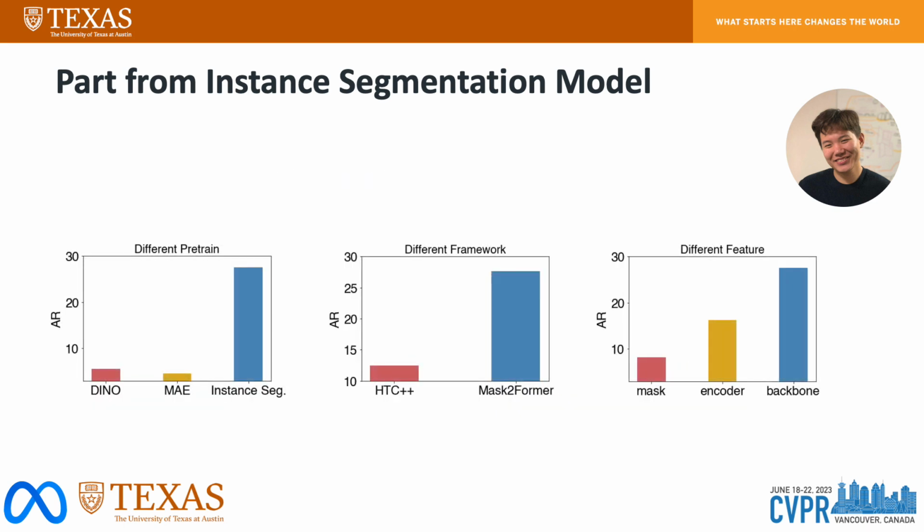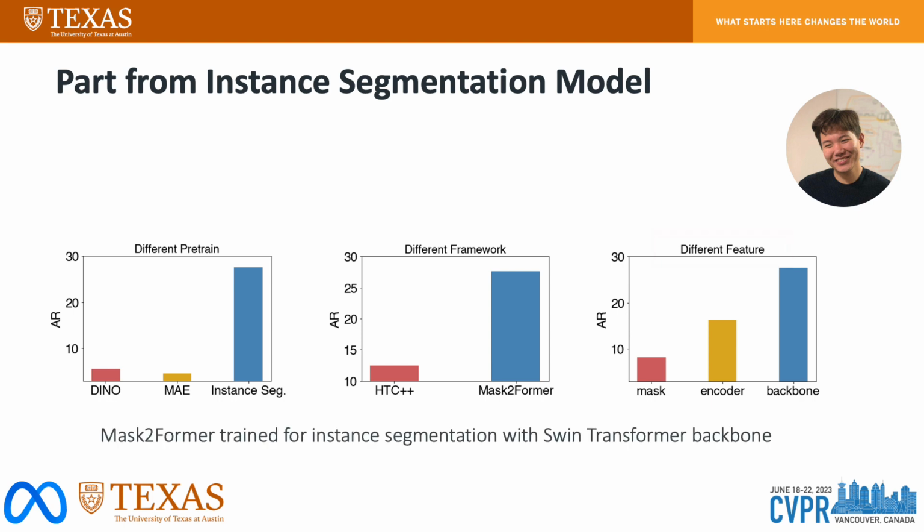With further exploration, we have discovered that the selection of pre-training, framework, and layer of features has a significant impact on the quality of the generated part segments. We use Mask2Former trained for instance segmentation tasks and use the penultimate features of the Swin transformer backbone.